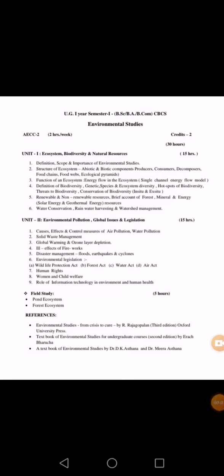Today we are going to learn about the general topic, that is environmental studies, and it is a common subject for all degree first years for BSc, BA and BCom students, and for BBA also. In this syllabus you are having two units. Unit 1 is ecosystem, biodiversity and natural resources, and unit 2 is environmental pollution, global issues and legislation.